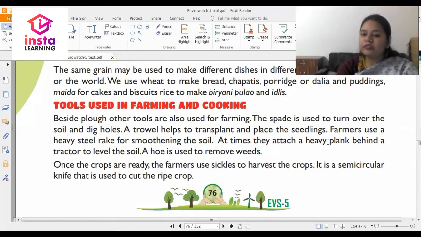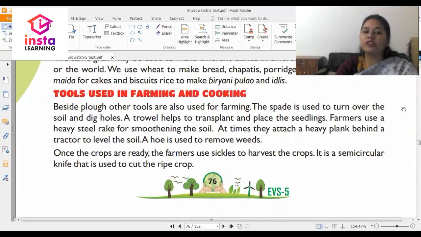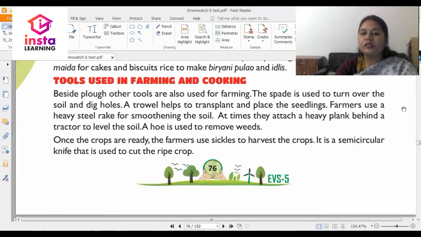Now, tools used in farming. So we studied about how stone tools were used in earlier days. Besides the plow, other tools are used for farming. The spade is used to turn over the soil and dig holes. A trowel helps to transplant and place the seedlings. Farmers use a heavy steel rake for smoothing the soil. I'll show you the images of all these.